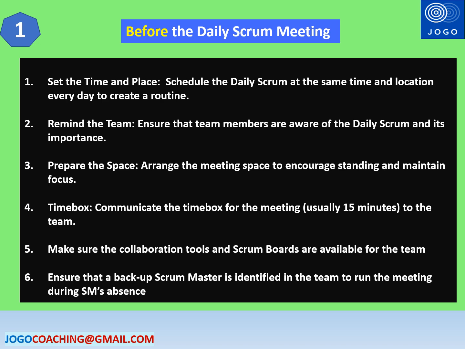Make sure that the collaboration tools and Scrum boards are available for the team with the necessary access all the days. Ensure that a backup Scrum Master is identified in the team to run the meeting during the Scrum Master's absence. These activities should be done before the daily Scrum meeting, and you can keep this as a checklist.